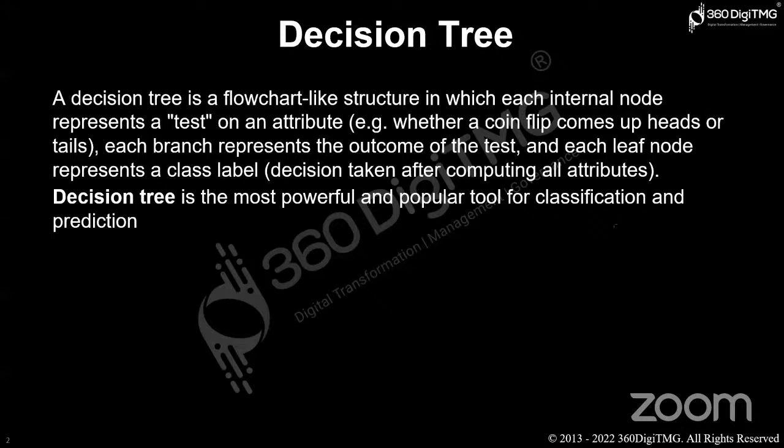Now, in this case, we are trying to predict the value of a continuous variable, right? So this is how things work in the decision tree.